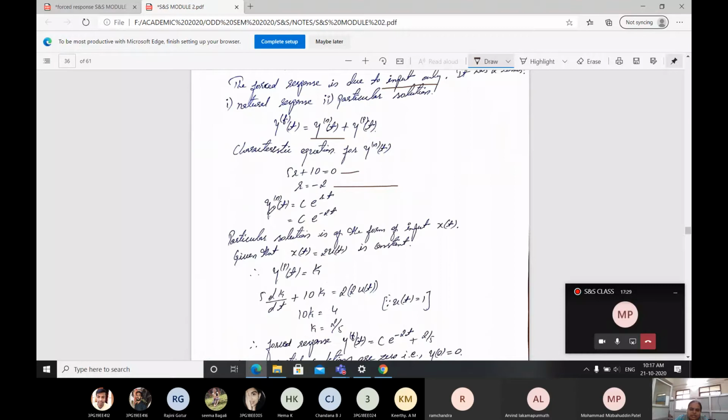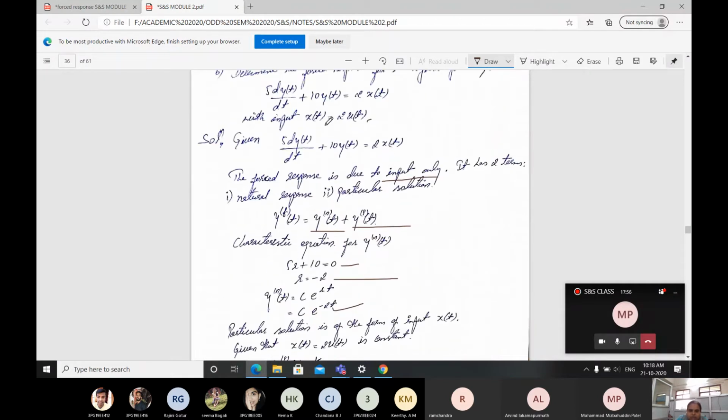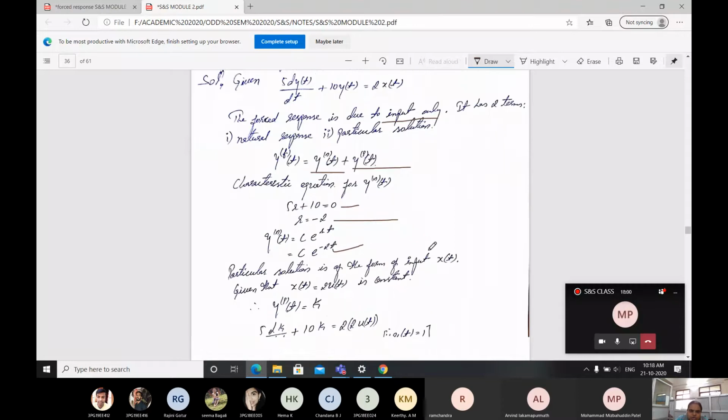Then the natural response is going to be c into e raised to rt, because only one root is there. For that reason, substituting for r, that is nothing but c e raised to minus 2t you will be getting. Then we have to find the particular solution, yp of t also we want, right? The particular solution is of the form based on the input, that is x of t. Here x of t is given as 2 into u of t.